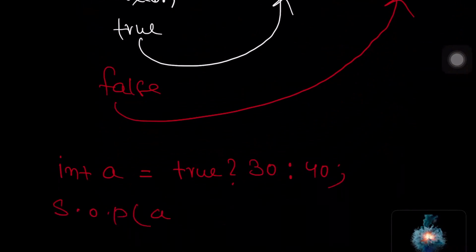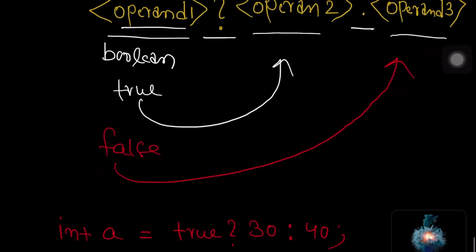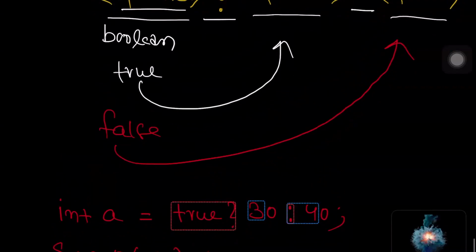System.out.println, I'm printing a. So anyone guess what could be the output? You just go through this logic and then tell me. 30. Okay. So others, I don't understand how an integer can store a boolean. If it is boolean, it's fine. Is it that so? See, integer is not storing boolean.